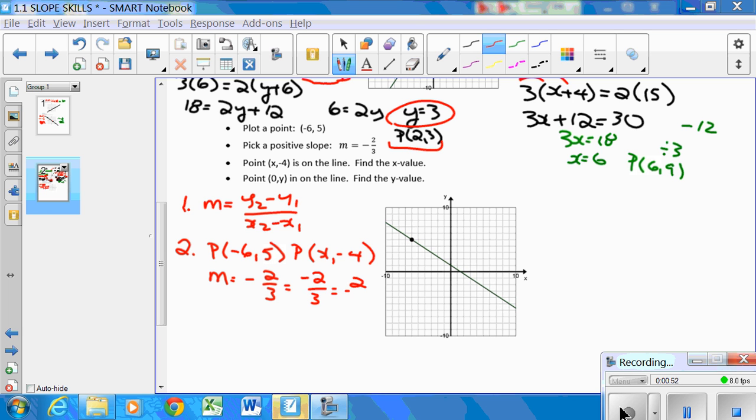What you have to know about a slope of -2/3 is that either the 2 is negative or the 3 is negative, but they're both not negative. There's only one negative sign in there, so when we go to cross multiply, we have to pick either -2/3 or 2/3.